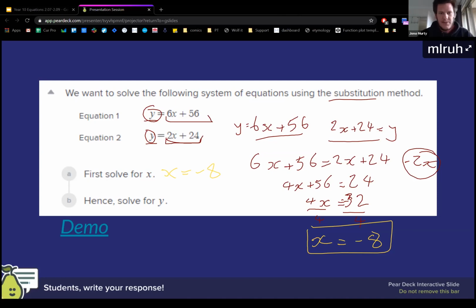So now once we've got an answer in terms of x, all we need to do is just substitute that back in to either one of the formulas. It doesn't matter which one we substitute into. Let's just choose the first one. So we have y equals 6x plus 56 equals 6 times minus 8 plus 56. New color. That gives us minus 48 plus 56, which is y is equal to 8. Is that correct?